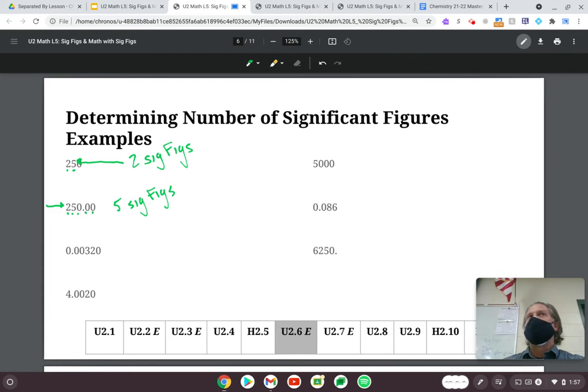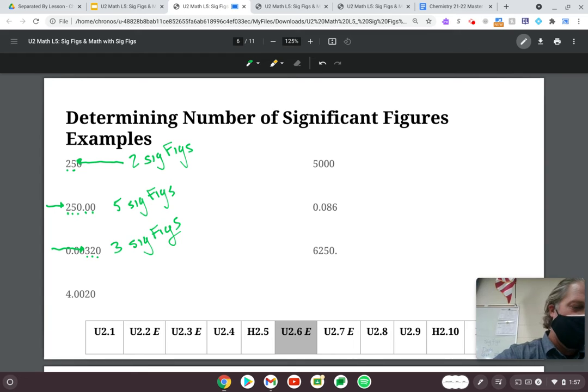Okay. The 0.00320, there's a decimal, so I'm coming in from the right. Stop at that 3. So 1, 2, 3, 3 sig figs. 4.0020, there's a decimal, so I'm coming in from the right. And then I count 1, 2, 3, 4, 5. 5 sig figs.